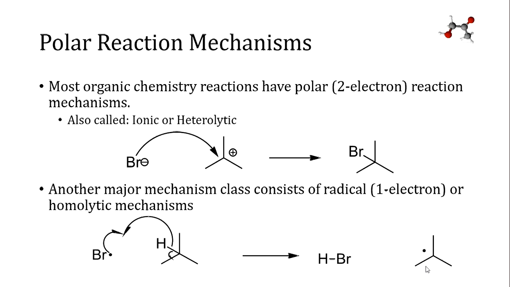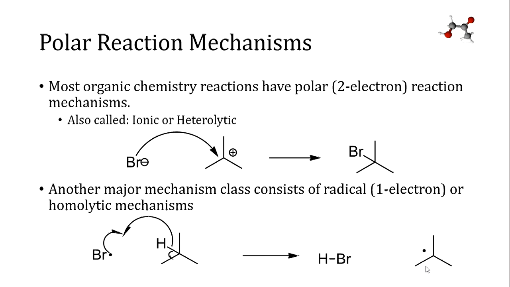Heterolytic two-electron mechanisms are represented by arrows that have two hooks, the same kind of arrow we've been using for proton transfer arrows and resonance arrows. And there's an example of a mechanism step in a polar reaction mechanism shown, where the bromide anion is forming a new bond with a carbocation. We'll learn in an upcoming video how to interpret that particular information, but right now this is a representation of a polar two-electron mechanism step.